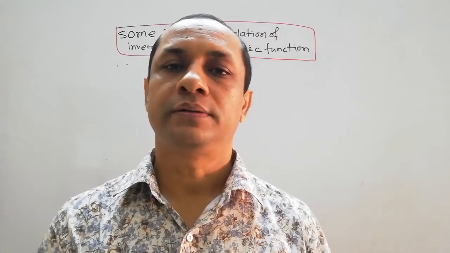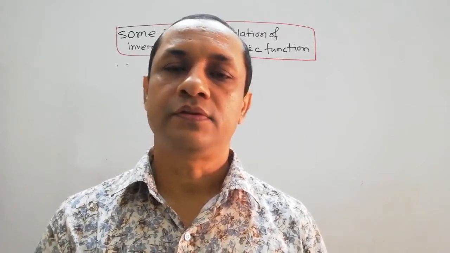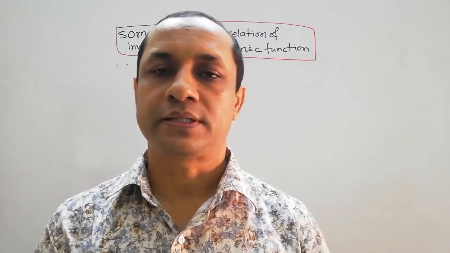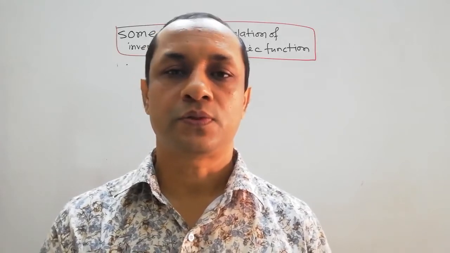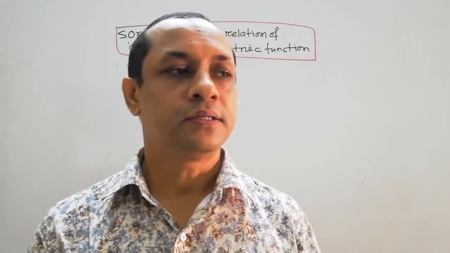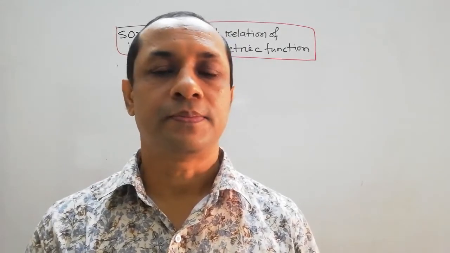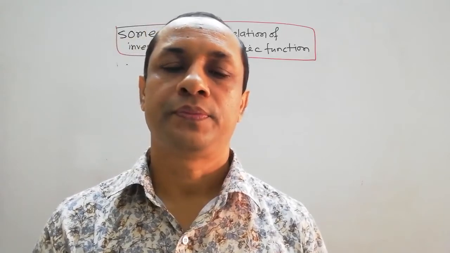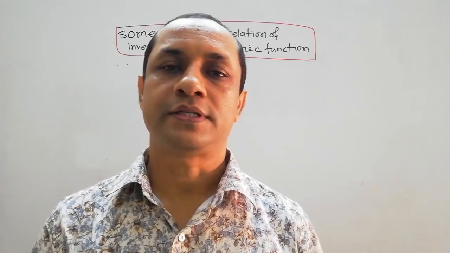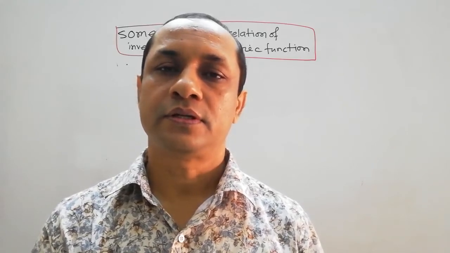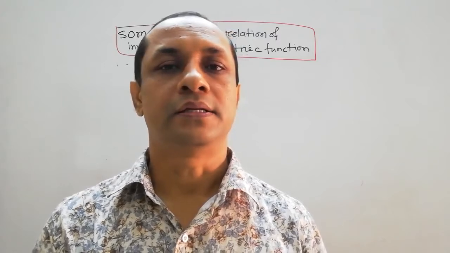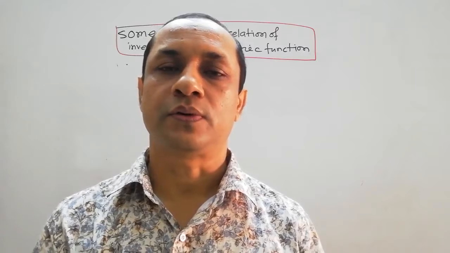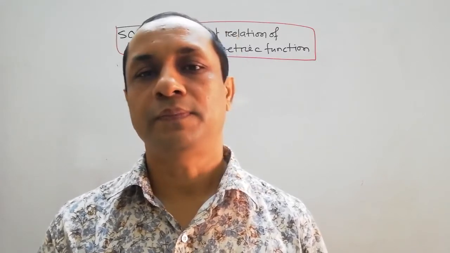In the previous class you learned formula number 1: tan inverse x + tan inverse y = tan inverse ((x + y) / (1 - xy)). And formula number 2: tan inverse x - tan inverse y = tan inverse ((x - y) / (1 + xy)). And formula number 3: 2 tan inverse x = tan inverse (2x / (1 - x square)) = sin inverse (2x / (1 + x square)) = cos inverse ((1 - x square) / (1 + x square)).